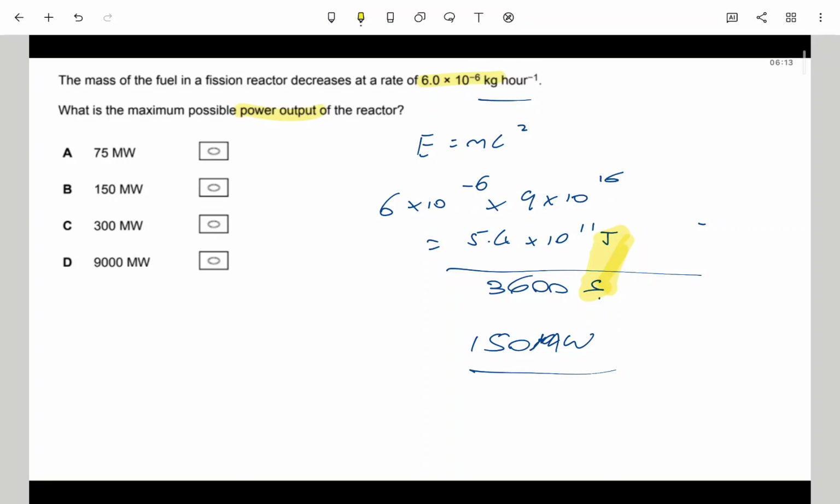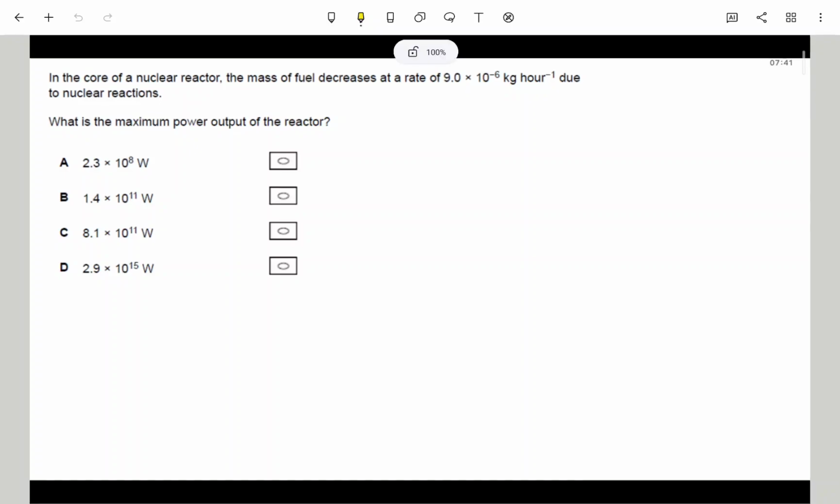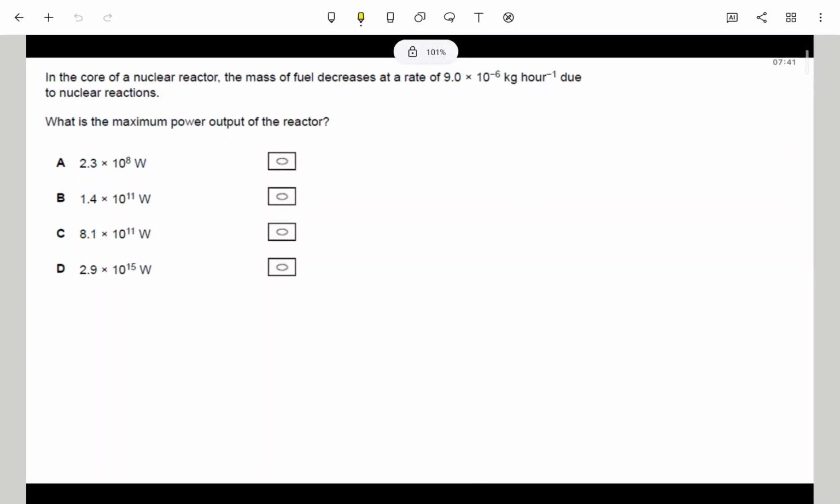Ignore that M, that's rubbish. But yeah, B. If you got that, well done, let's do another one. There's 2 more. The final one's a little bit different. Right, and as you can see, basically the same question again, different mass decrease. So if you get this wrong, well, I don't know what to say, but you definitely shouldn't be getting it wrong.